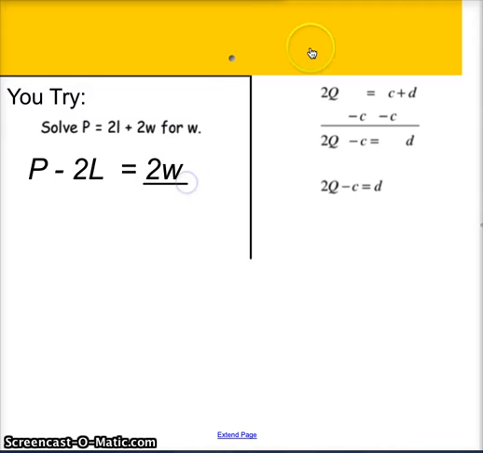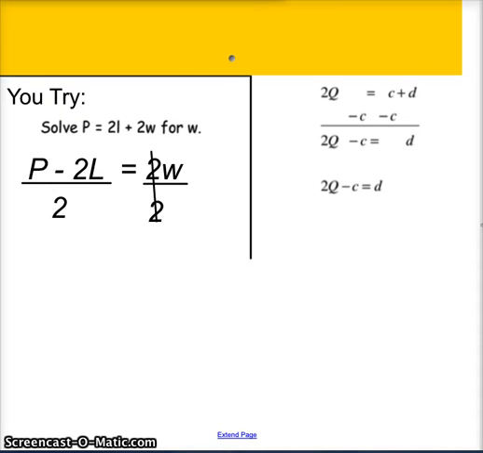You want to divide this side by 2, and then you want to divide this side by 2, but because there's more than one term here, you want to divide the whole side by 2. So right here, this cancels out, and your final answer is P minus 2l, all divided by 2, equals w. And I know that looks funny, but actually you're done.